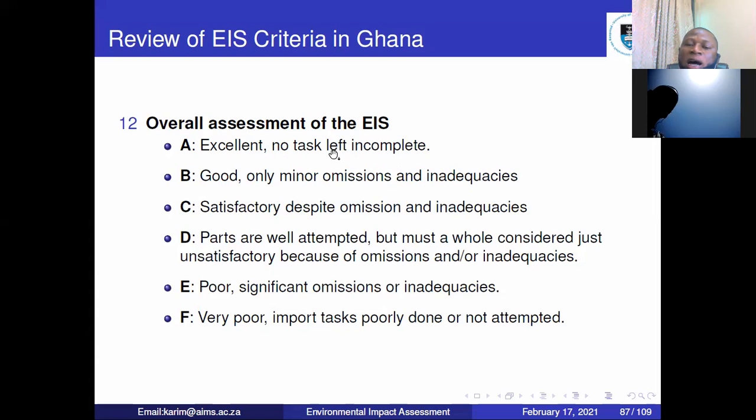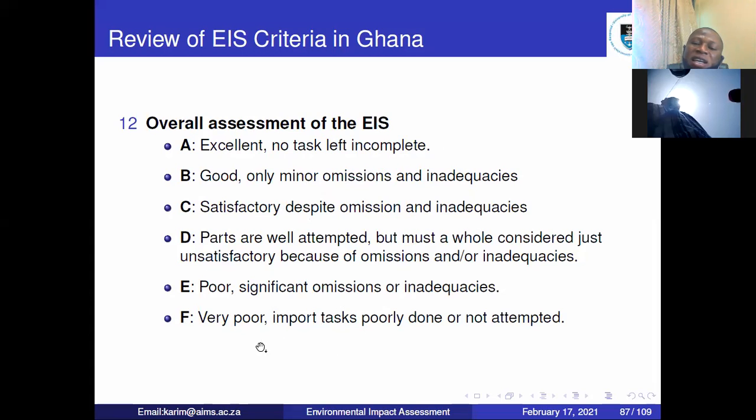Excellent: you are allowed to go on and do it. There are no tasks that you have left incomplete; they just say everything is fine, go ahead. B: there are minor omissions, just go and correct them and continue. Satisfactory: they are satisfied despite the omissions.